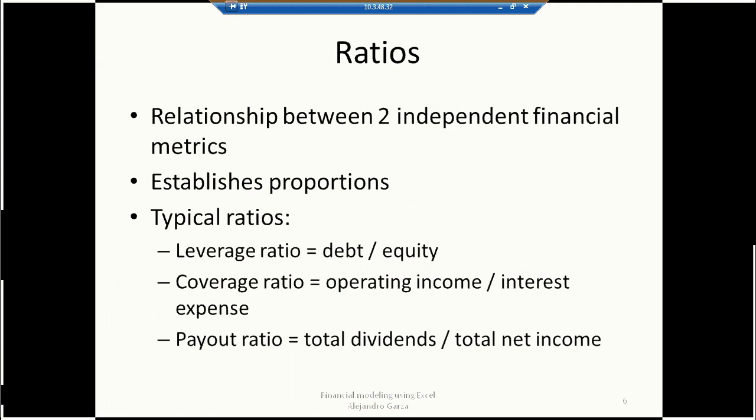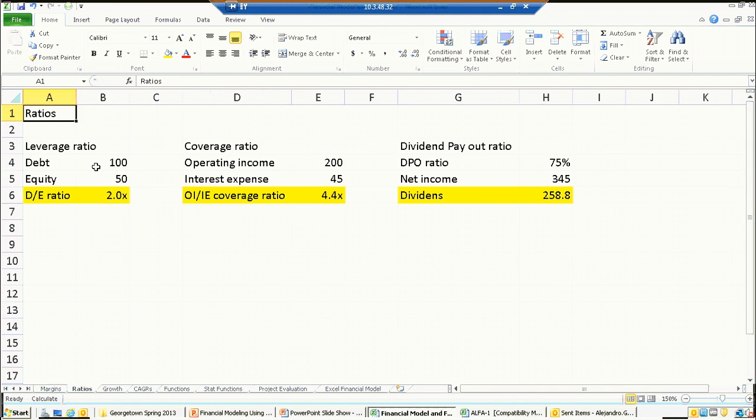Ratios, as I said, are a relationship between two independent metrics. This can be financial metrics, or a mix of financial and operating metrics, or just operating metrics. Debt to equity, coverage ratio, operating income to interest expense, payout ratio, which is total dividends divided by total net income for the period, just one divided by the other. Going back to the Excel file, some ratio examples.